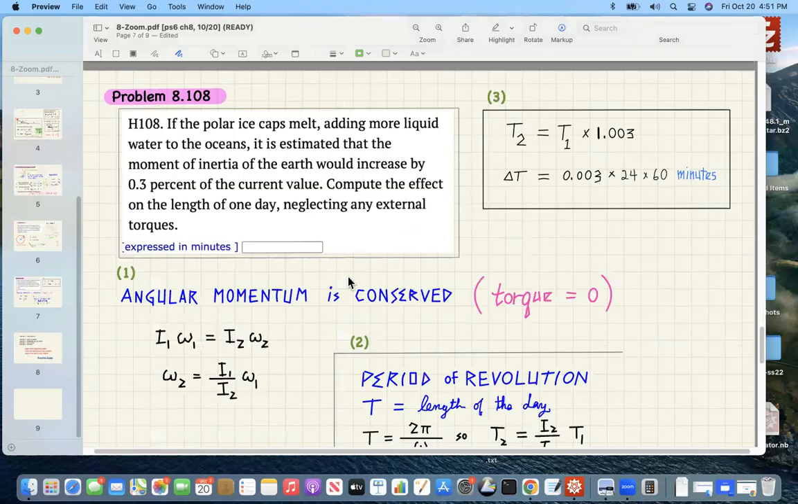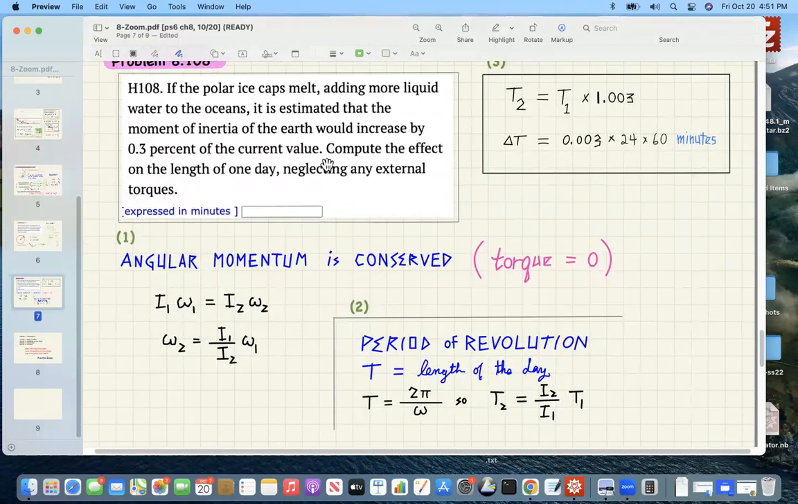Let's see, do I have any more problems? Yeah, here's one more problem. I'm kind of running out of time. The polar ice caps problem. Well, okay, I don't think I'll go over this.